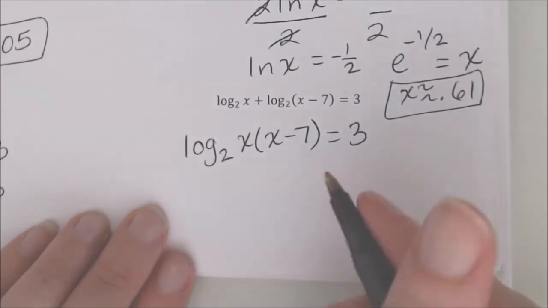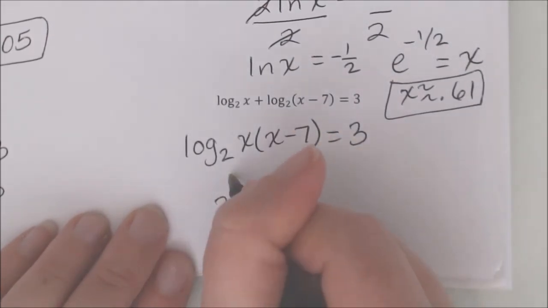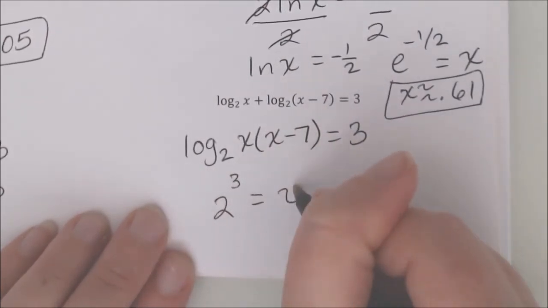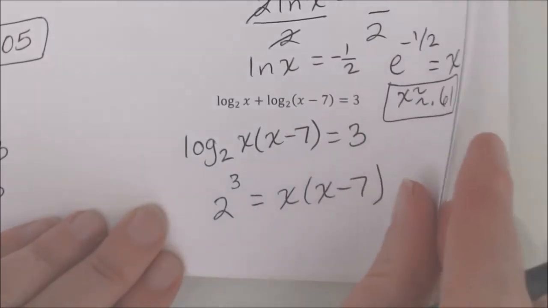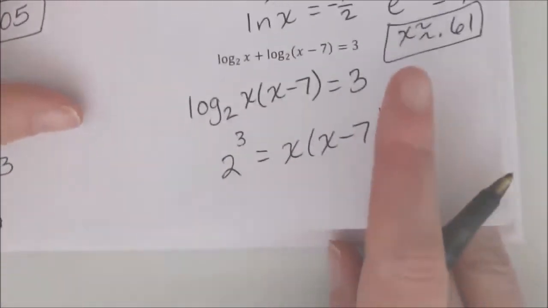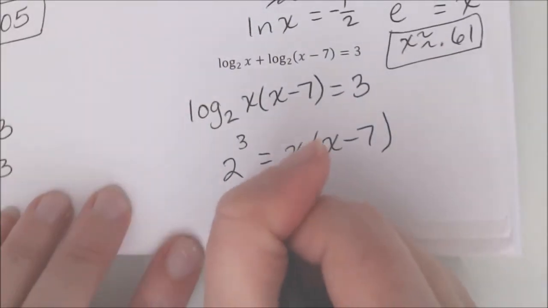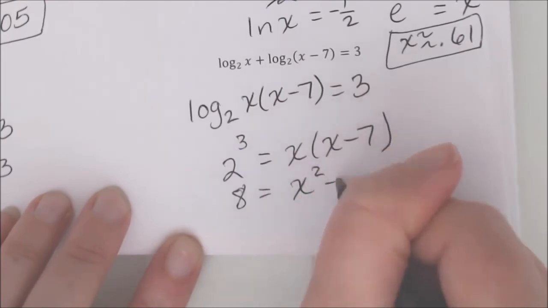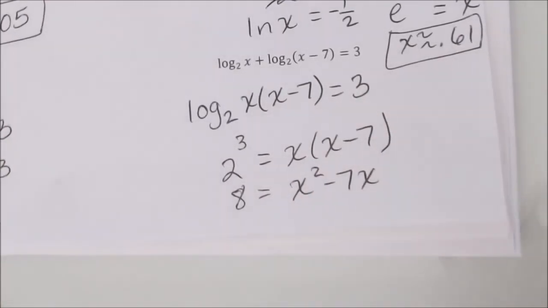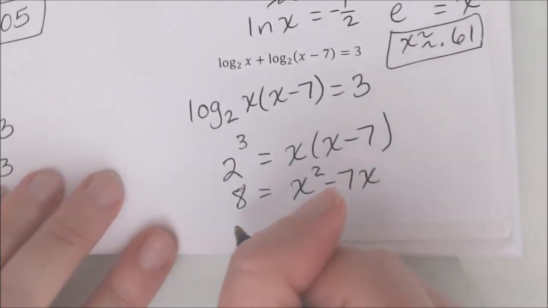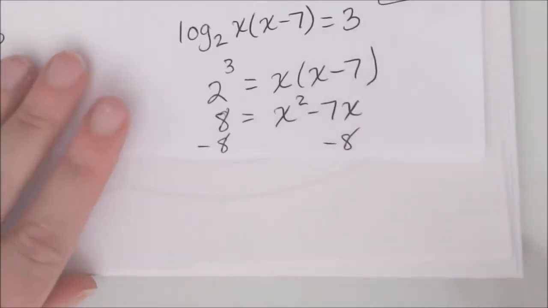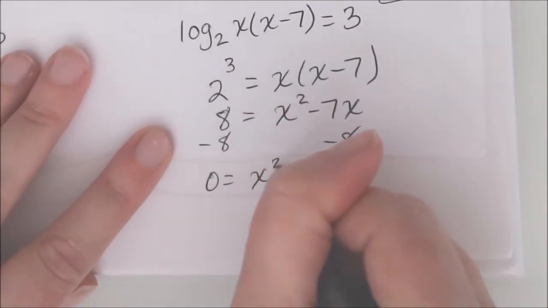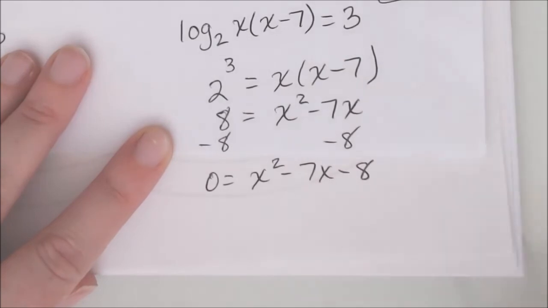Now switch it to exponential form. We've got 2 to the third power equals x times x minus 7. And you probably want to go ahead and distribute that x. So that gives us 8 equals x squared minus 7x. And then let's get everything to one side and try factoring. So I'm going to subtract the 8. So we have 0 equals x squared minus 7x minus 8.